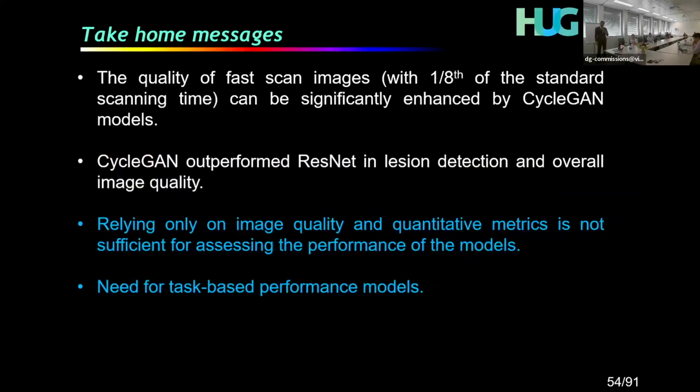So we understand the quality of fast scan images with only 1/8 of the standard scanning time can be significantly enhanced by CycleGAN models. And CycleGAN outperformed ResNet in lesion detection and overall image quality. And of course, relying only on image quality and quantitative metrics is not sufficient for assessing the performance of the model. And we need some more advanced methods like task-based performance.